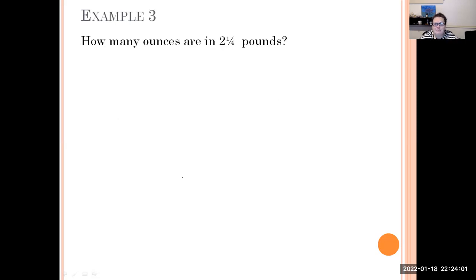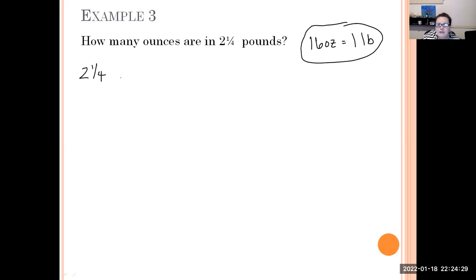Example 3, how many ounces are in 2 1/4 pounds? Okay, we're going from pounds to ounces. So our unit conversion for that, from our useful conversions, is there's 16 ounces in 1 pound. And that's what we're going to use. All right, so we're going to start with what they give us, which is 2 1/4 pounds. Change that to a decimal. So 1 divided by 4 is 0.25. Add 2 to that, and you get 2.25.